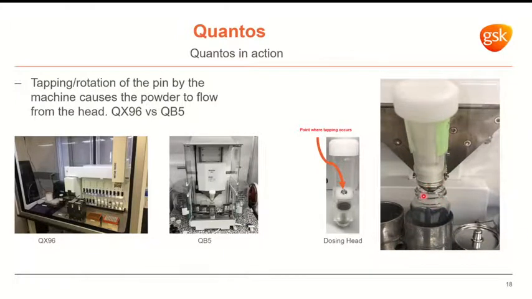So you can see the dosing head rotating, and the powder is being expelled from here. This dosing head is basically attached to the machine right over here, as you can see. And the machine does one thing: it taps and it rotates the point over here, as I mentioned previously, and it results in the expulsion of powder from the dosing head into the vial below.